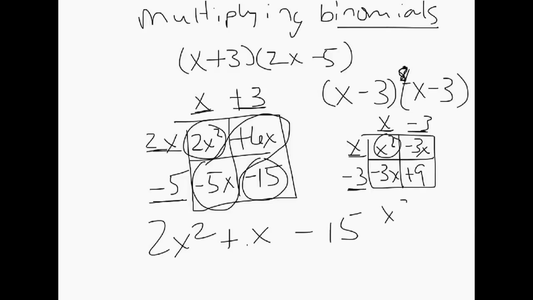First part of the answer. Last part of the answer. Negative 3x and negative 3x. Negative 3 minus 3 is negative 6x. And so that is your answer.